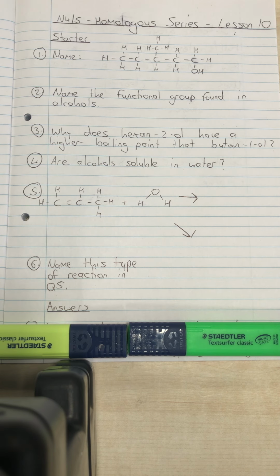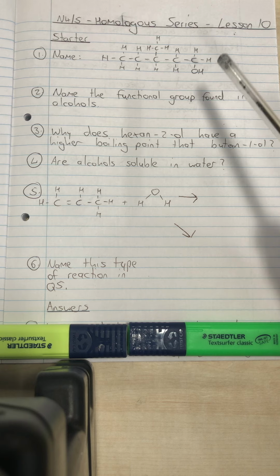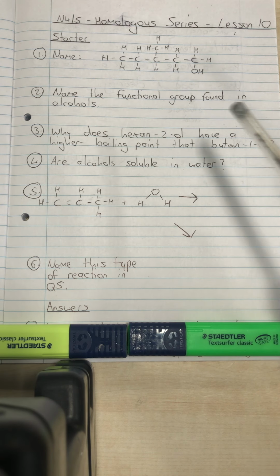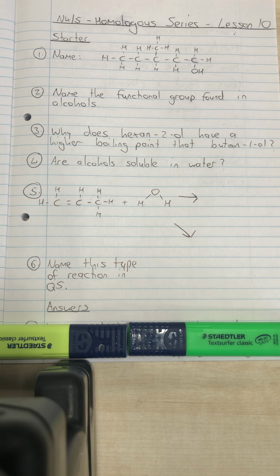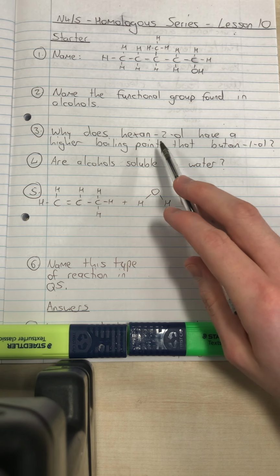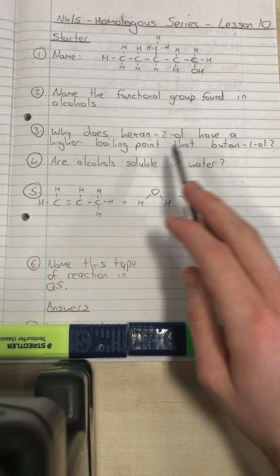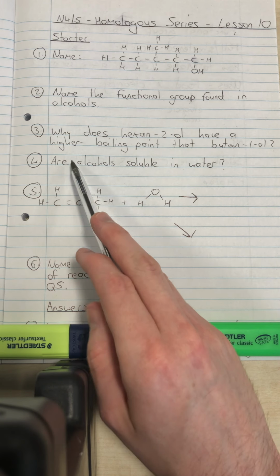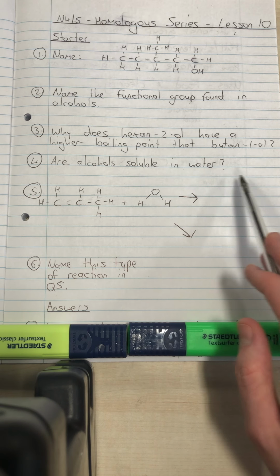Okay, so as usual we've got a wee starter. I want you to name this alcohol here. Then question 2, I want you to name the functional group found in all alcohols. Then question 3, why does hexane 2-ol have a higher boiling point than butane 1-ol? Okay, question 4, are alcohols soluble in water?